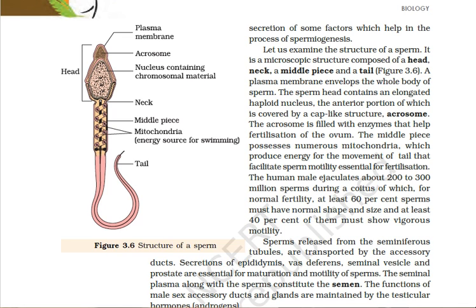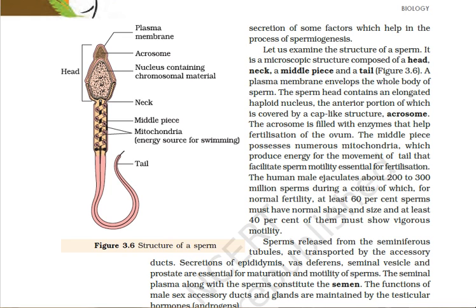So we begin with the structure of the spermatozoon, or a sperm. Here on the screen you can see the diagram in figure 3.6. It is the structure of the human spermatozoon. It is an elongated, flagellated and motile cell. It is composed of the following regions: first the head, second the neck, third the middle piece, and fourth the tail.